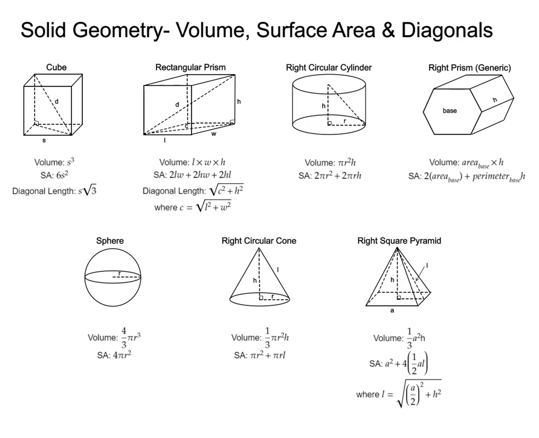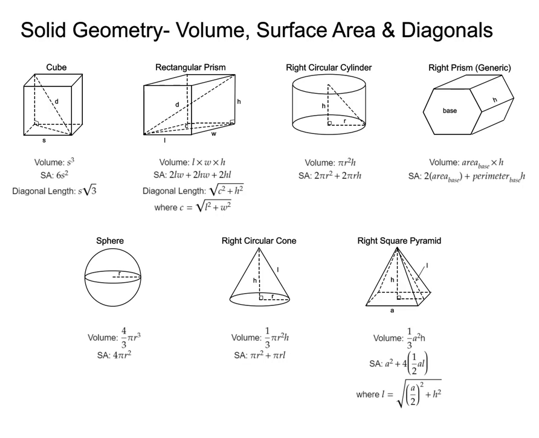On the ACT, there are typically only 1 to 2 questions on the topic of solid geometry. Of course, in solid geometry, there are a lot of different types of questions to choose from. In this video, we're going to review solid geometry, in particular volume, surface area, and diagonals.